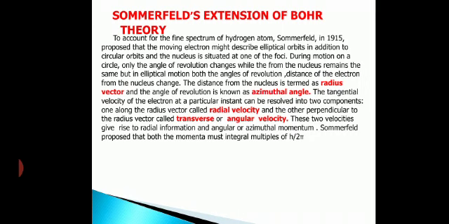Alright, so in this way I have written it here. You can just go through it. The tangential velocity of the electron at a particular instant can be resolved into two components: one along the radius vector, called the radial velocity, and the other perpendicular to the radius vector, called transverse or angular velocity. Clear? These two velocities give rise to radial momentum and angular or azimuthal momentum. Sommerfeld proposed that both momenta must be an integral multiple of h by 2 pi. Clear?